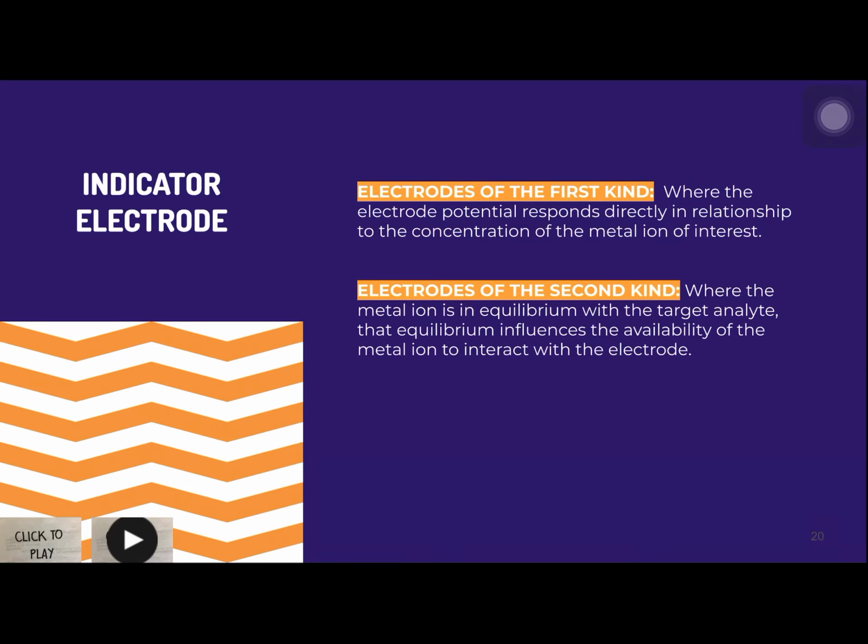In order to use an electrode of the first kind, one would first need to calibrate the instrument with known concentrations of the metal ion in order to determine the value of the constant K. With the constant determined, unknown solutions containing the metal ion could be measured and the cell potential directly converted to a concentration.